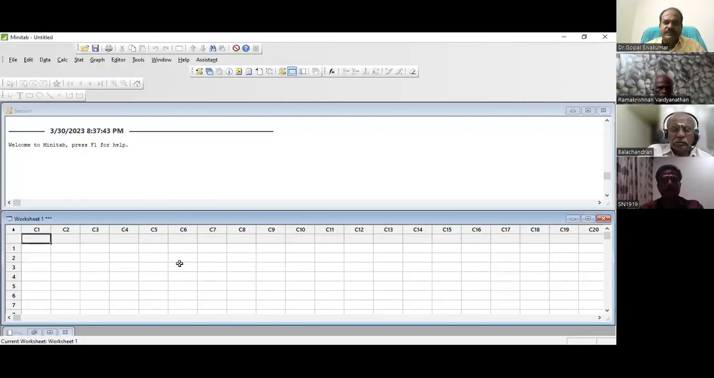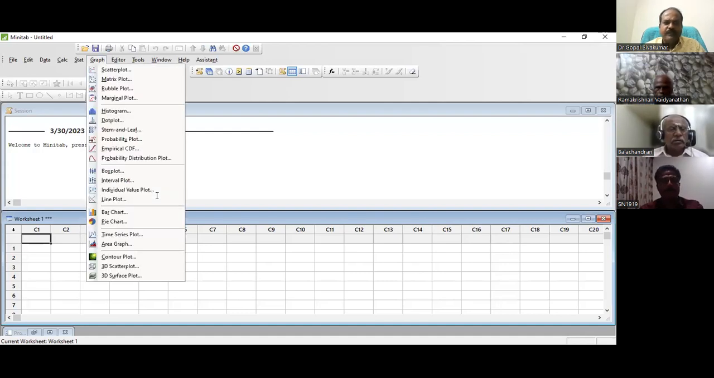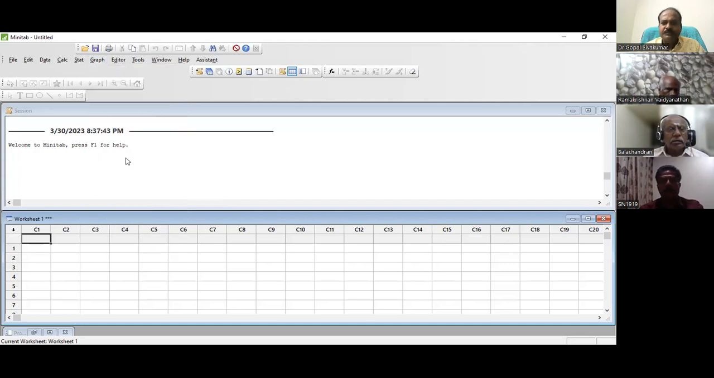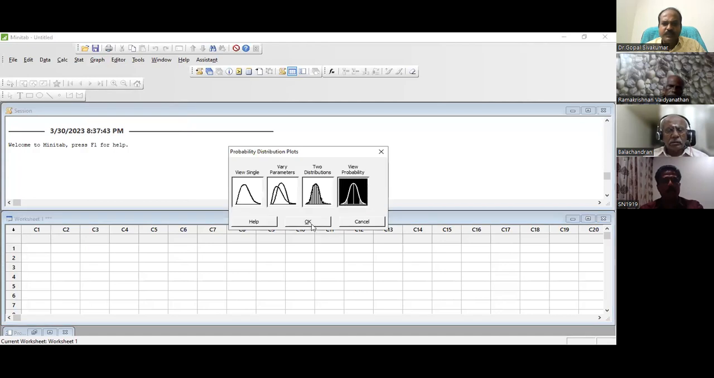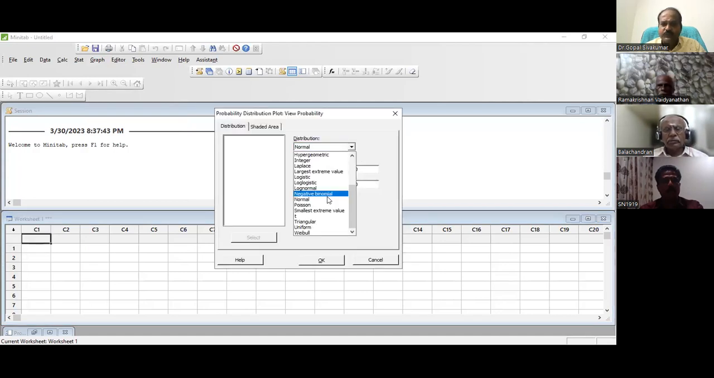Now hope all of you can see my Minitab screen, right? Yeah. So please go to Graph, Probability Distribution Plot. And then you can go to View Probability. Choose the normal first of all. Mean equal to 0, standard deviation equal to 1. That means you are referring to the standard normal distribution.